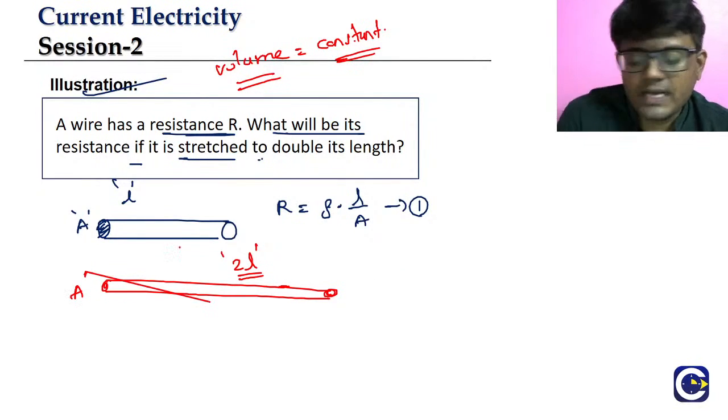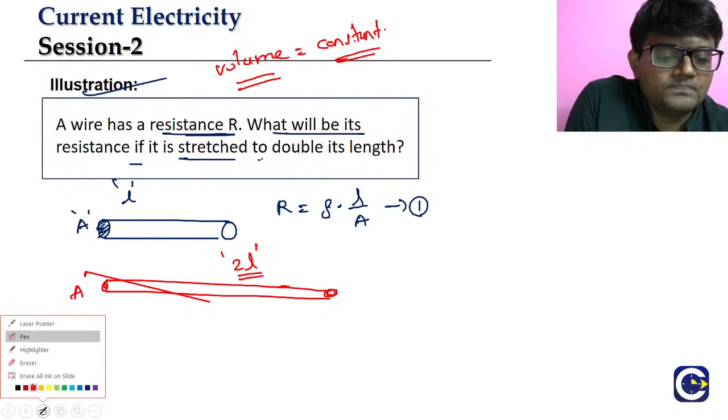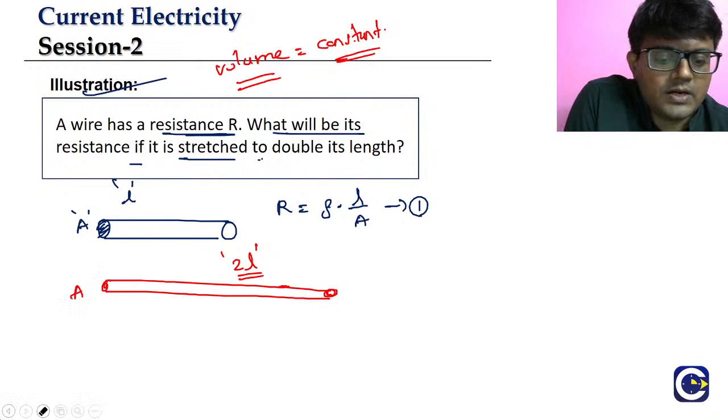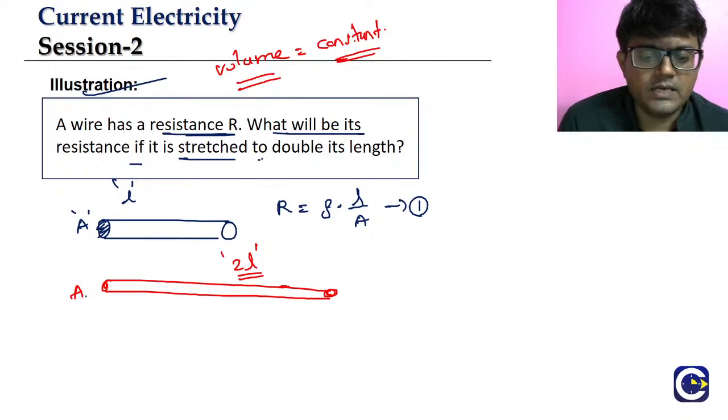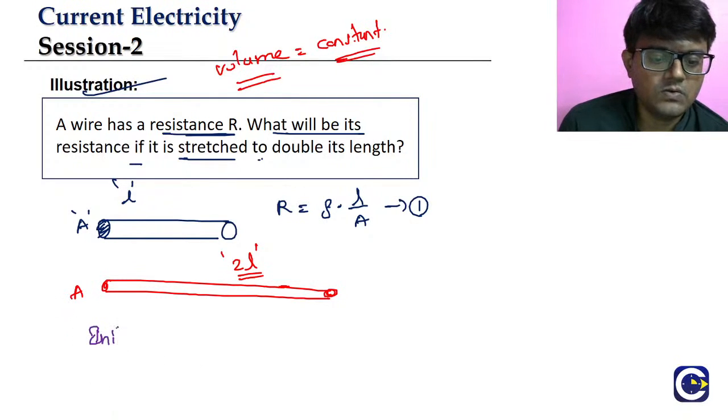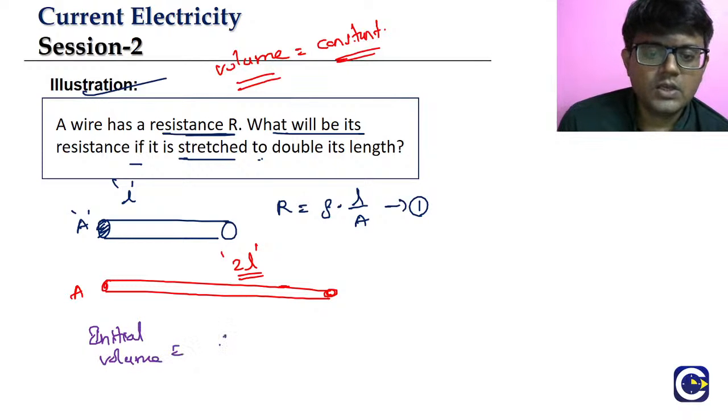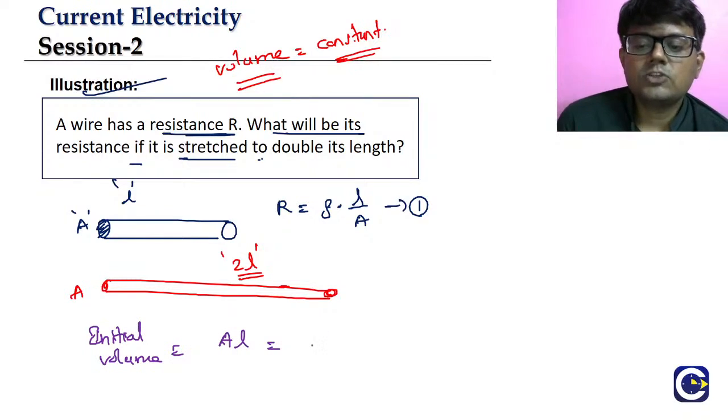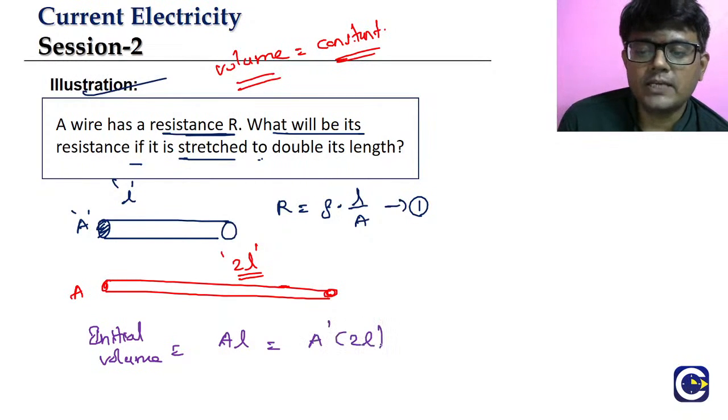Okay, look here, what is the initial volume of this rod? What is the initial volume? A into L, right? That should be equal to the final volume, A dash into 2L.